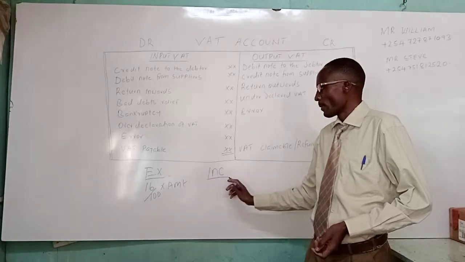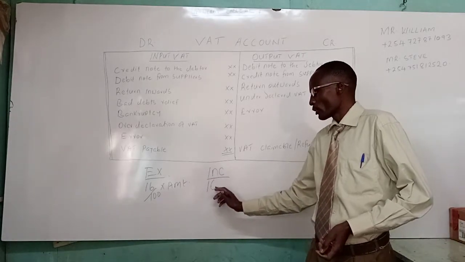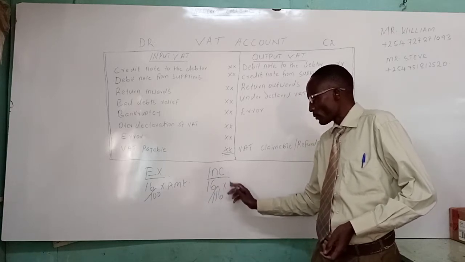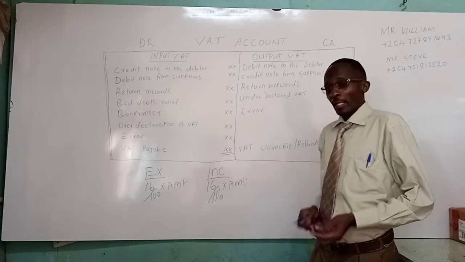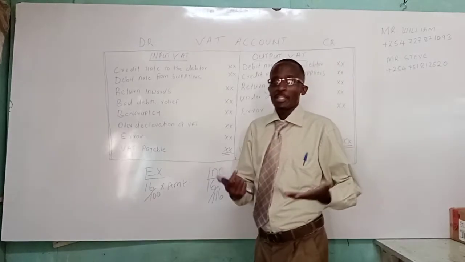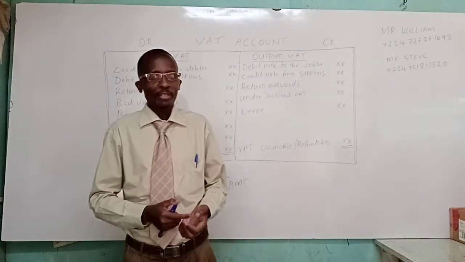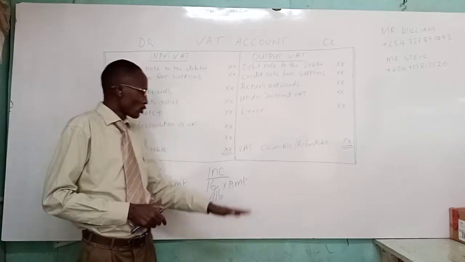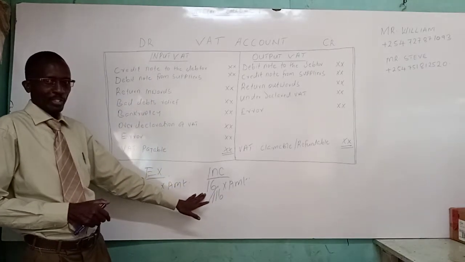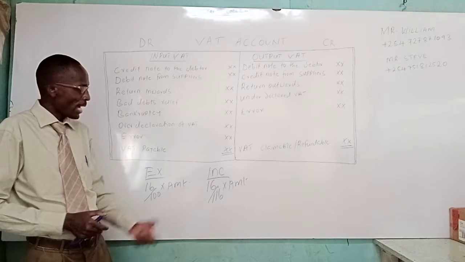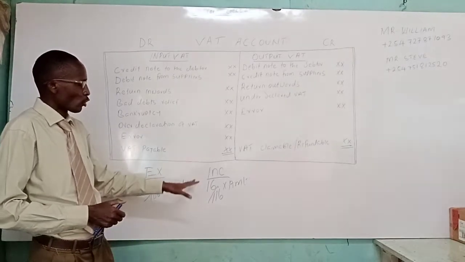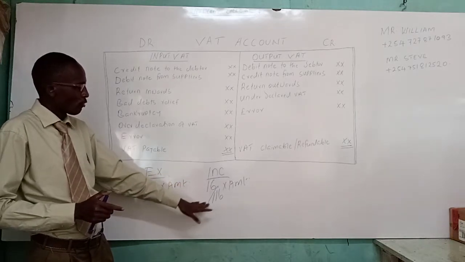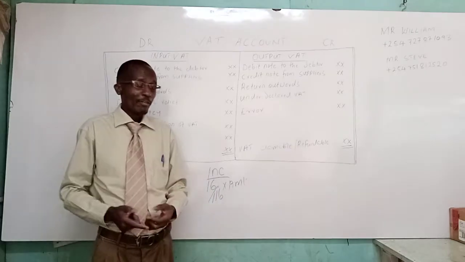Inclusive of VAT, you will compute your VAT this way: 16 over 116 times the amount. Now, in Kenya, we use 16% because different countries have different taxation rates. The 16% is applicable in Kenya. So, if you are using 16% and you are told the transactions were inclusive of VAT, to compute the VAT amount payable, you have to use this formula: 16 over 116 times the amount given.